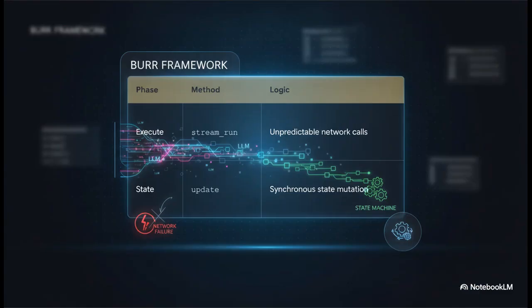By explicitly splitting the architecture into a stream run method and an update method, Burr forces a really beautiful design pattern. You isolate all the messy unpredictability of LLM network calls inside the run phase. Then, once you finally have the result, it gets passed into the update phase, which is a rigid, mathematical, synchronous update of your state machine. Meaning, if the network drops, your state is never corrupted.